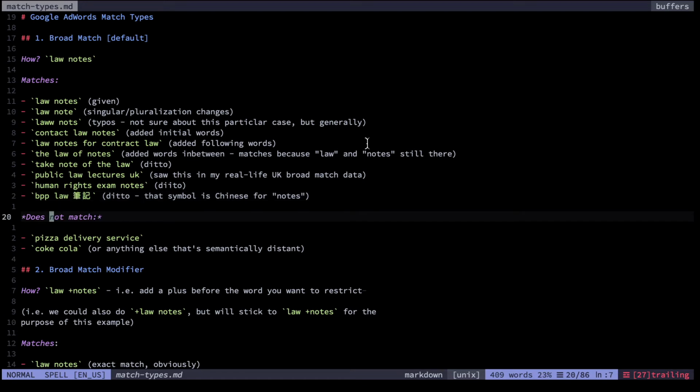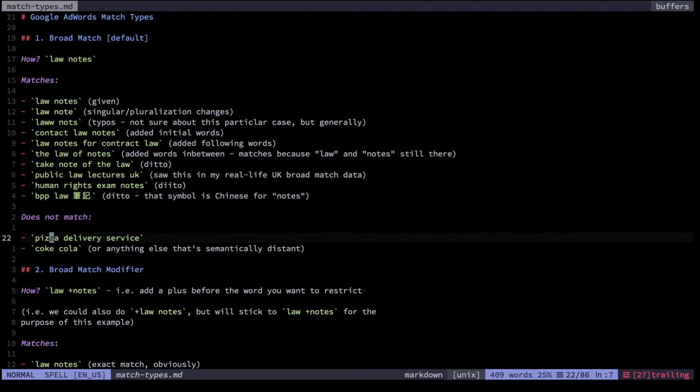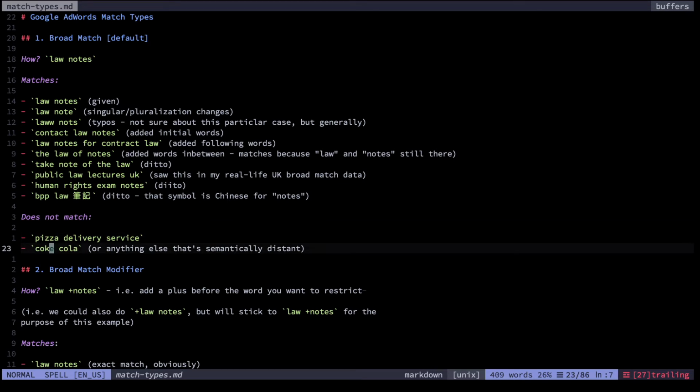So what does a broad match for law notes not match? Well, it's not going to match something like pizza delivery service or Coca-Cola. Basically, anything that there's no plausible connection to law notes, it will exclude.